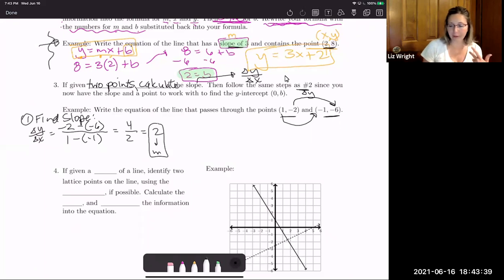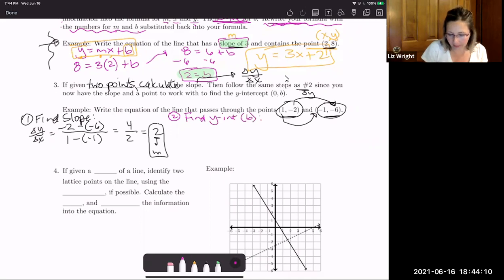And now I need to pick which ordered pair I want to use, either this one or this one. It does not matter. You can use either one. And we're going to substitute one of those ordered pairs in for x and y. We're going to substitute this 2 in for our slope, and we're going to find our y-intercept. So our second big step here is to find the y-intercept. And so here we go. I'm going to substitute this one in. Again, it doesn't matter, you could have picked the other one.